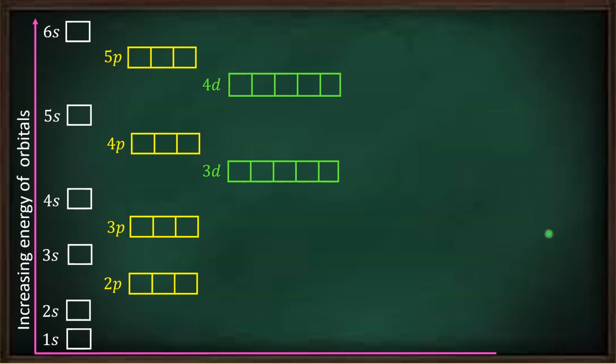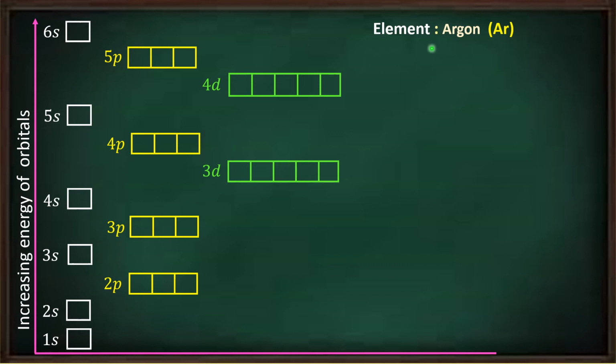The next element in the periodic table is argon, Ar. This is also an inert gas element. It has the stable electronic configuration, and the reactivity is very less for noble gas elements. You will learn later all those things.